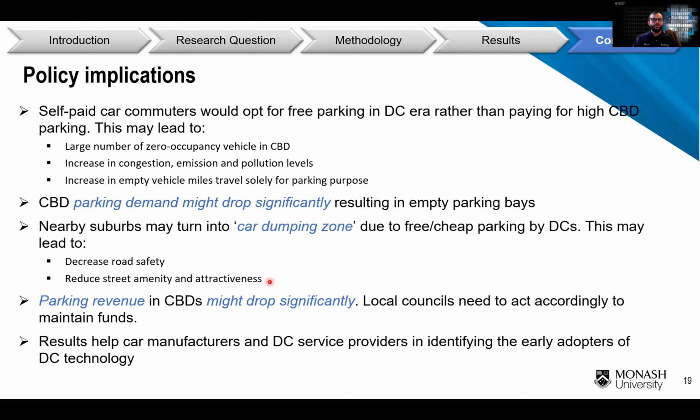And finally, the DC and car manufacturers may find it interesting to find the early adopters of the fully autonomous vehicle driving technology.